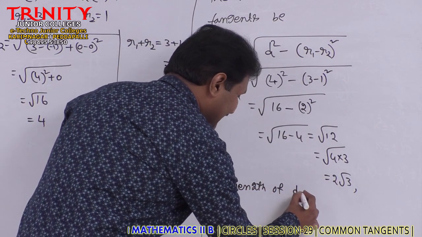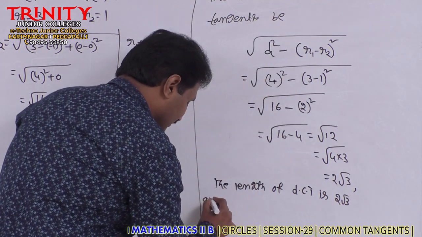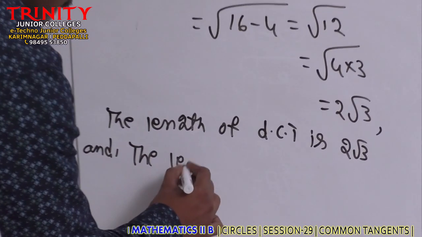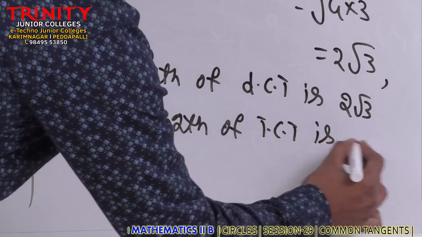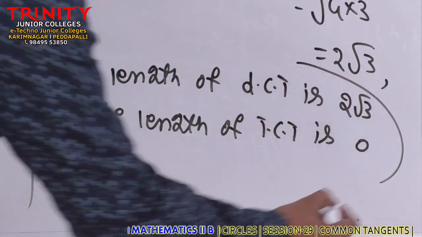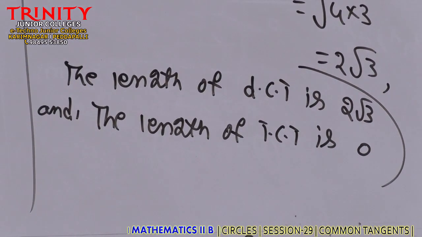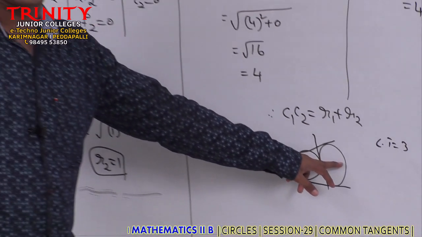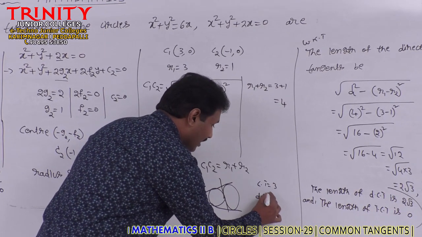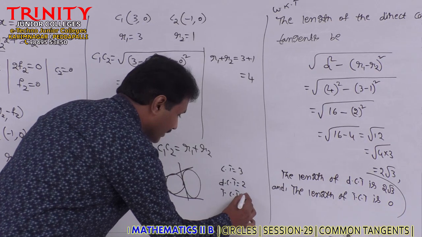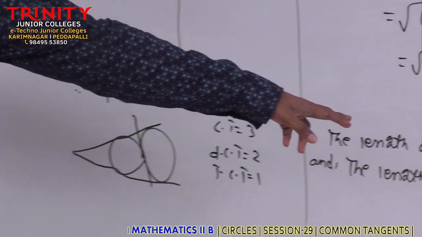The length of the direct common tangents is 2√3 and the length of the transverse common tangent is 0, because in this case the circles touch each other externally. We have only 3 common tangents: 2 direct common tangents and 1 transverse common tangent. The transverse common tangent is formed at the point of contact. That's why its length is 0.